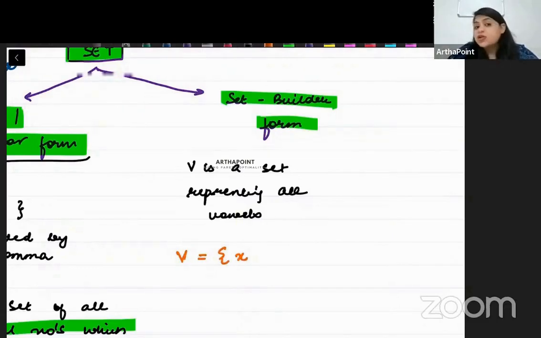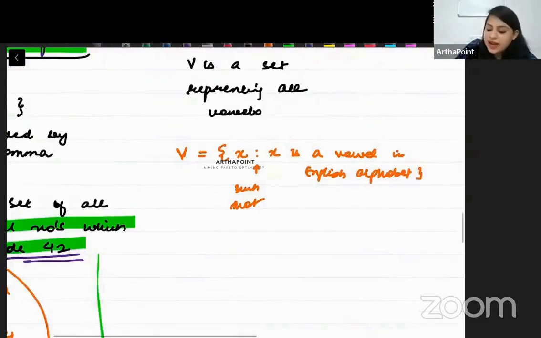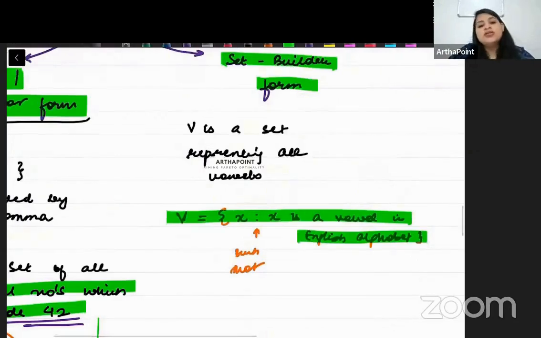And what should X be? It should only be a vowel. The common property is that it should be a vowel. So X such that, this dot represents such that. So X such that X is a vowel in the English alphabet. So beta, when I write it like this, that is called the set builder format. ठीक है, एक और एग्जांपल लेते हैं.